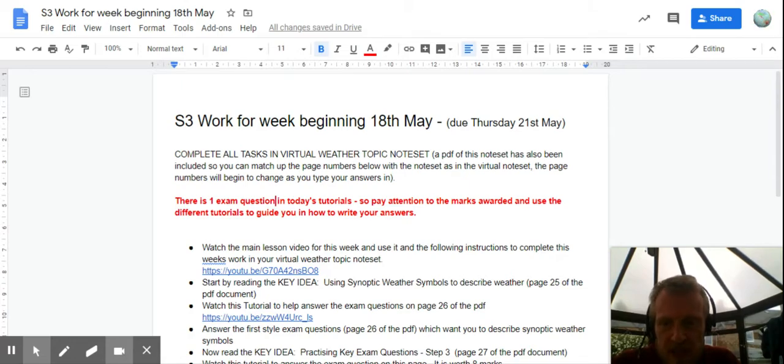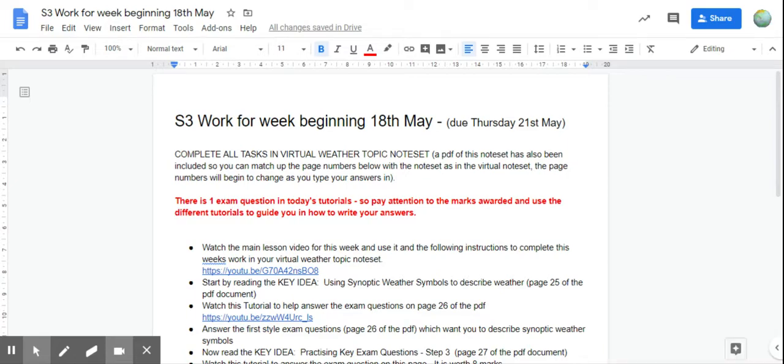The first thing you can do is in your virtual set, I'd like you to turn to the using synoptic weather symbols to describe the weather. And if you have a little look at that, that's where you should be starting the lesson. Now, at this point, what I'd like you to do is let's just quickly reflect. What have we done so far?